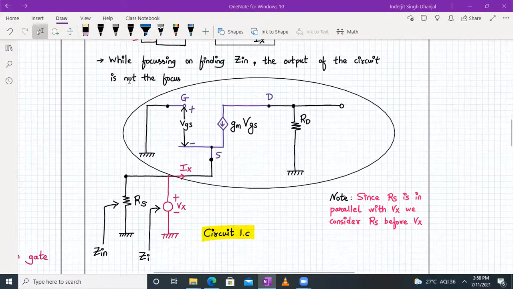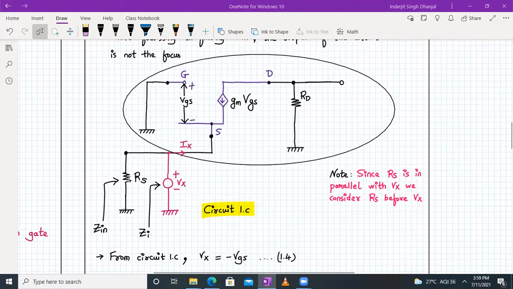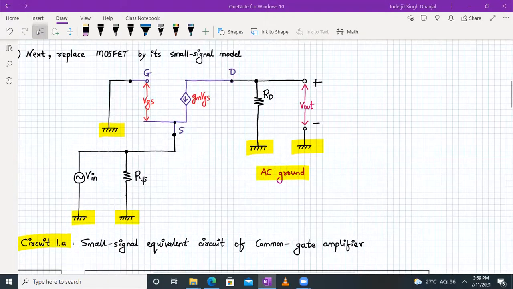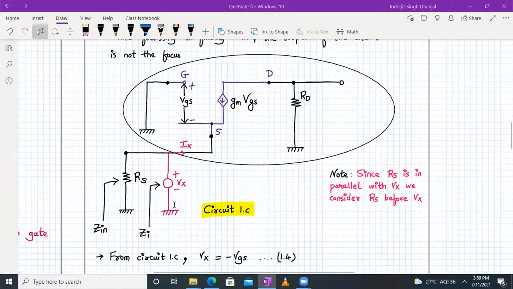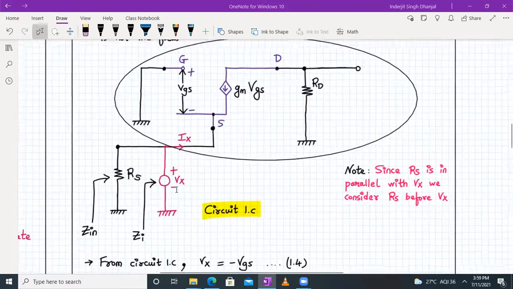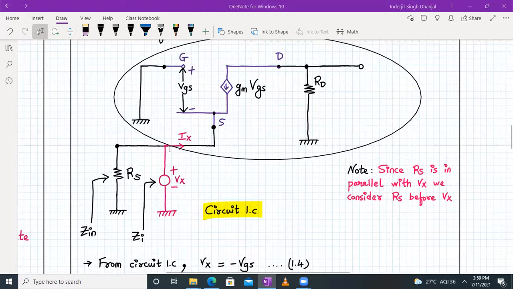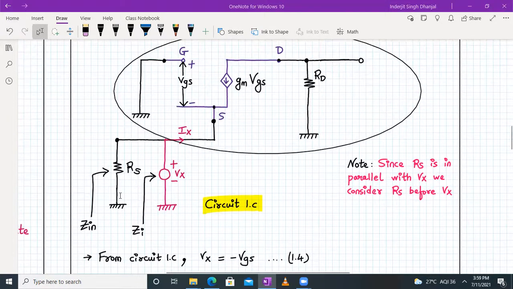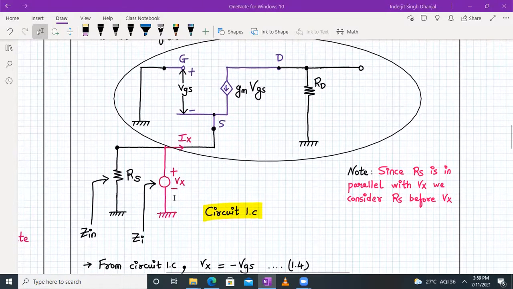So here we have put the entire small signal equivalent circuit inside the box. And somehow we have interchanged the Rs and Vx over here. Earlier in the small signal equivalent circuit, Rs and Vin are connected in series, so even if we interchange these two connections, it won't make a difference. That's what we have done over here. Vin we have replaced with a test source Vx, and the current flowing into this is Ix. So basically, we have to determine Zi. Zi will be equal to Vx upon Ix, and Zin will be equal to Rs plus whatever the Zi value is.